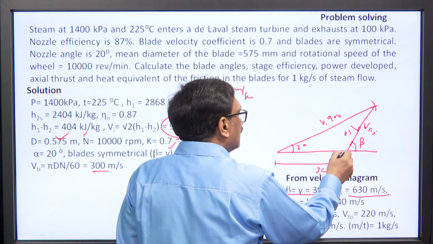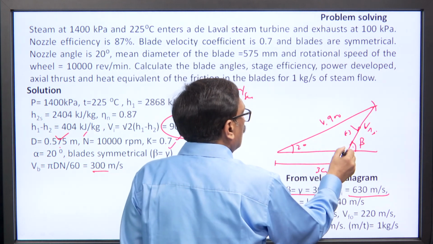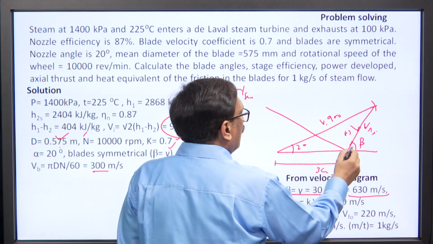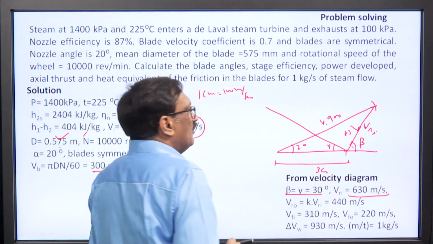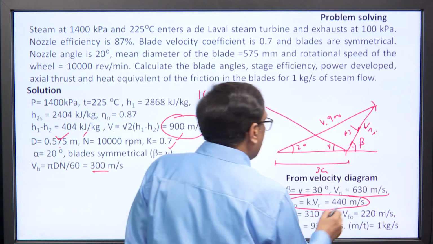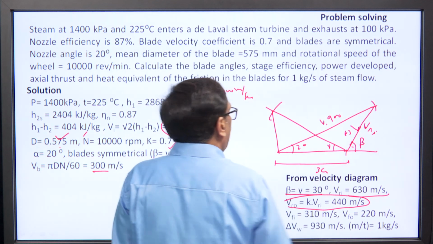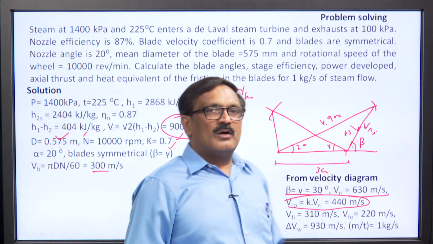VR2 angle is given to you, it is equal to beta, which is equal to gamma, but VR2 is not known to you. We can find out VR2 from here: k times VR1 comes to 440 meter per second. Cut a 440 meter per second line here and join it here. It will complete your velocity triangle.